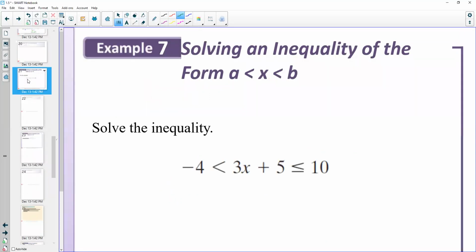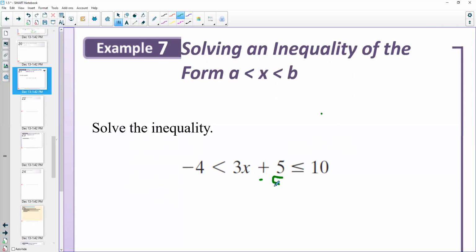All right, this one looks a little different, right? It's the same idea though. When an inequality is written this way, what we do is just solve in two directions. If you covered up where the negative 4 was, you just use your hand, cover it up. It just looks like 3x plus 5 is less than or equal to 10. You know how to solve that. If you then took the same hand and covered up where less than or equal to 10 is, you could solve negative 4 is less than 3x plus 5.